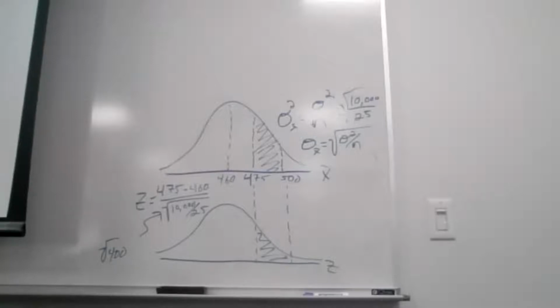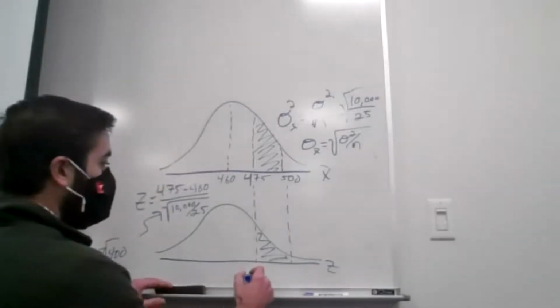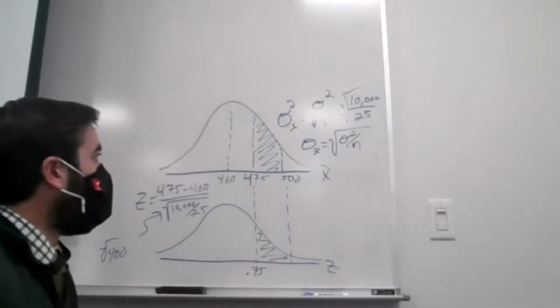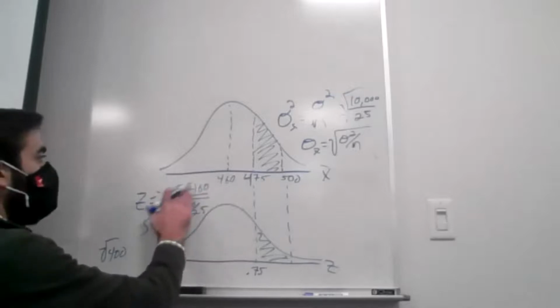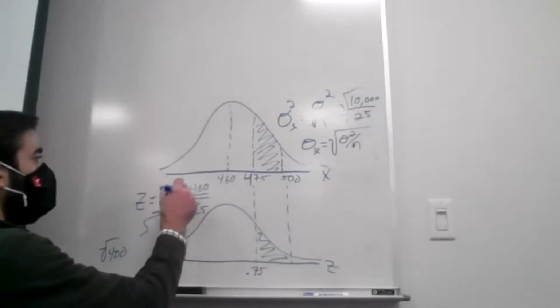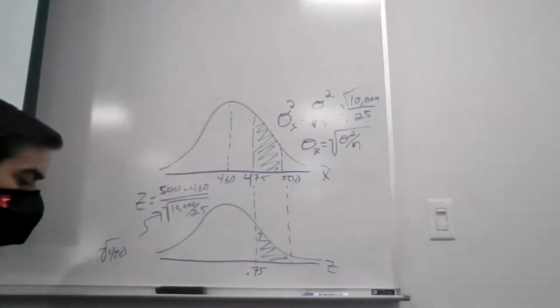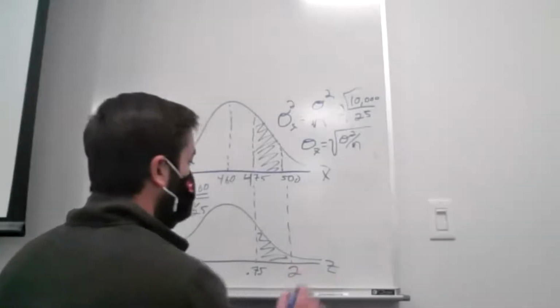Hold on, 47. Yeah, 15 divided by the square root of 10. Yeah, 0.75. So here, we get a z-value of 0.75. We can do the exact same thing for 500. It's the same equation. We just plug 500 in here. So I think that will be a z-score of 2.